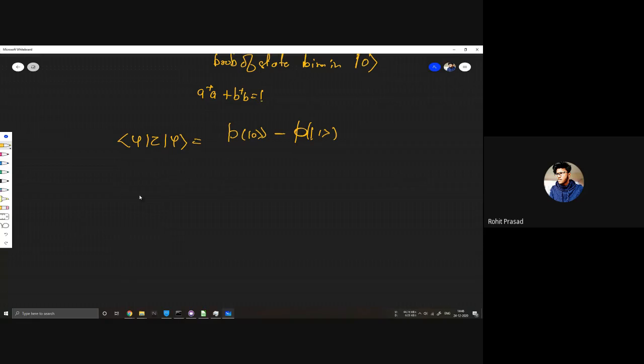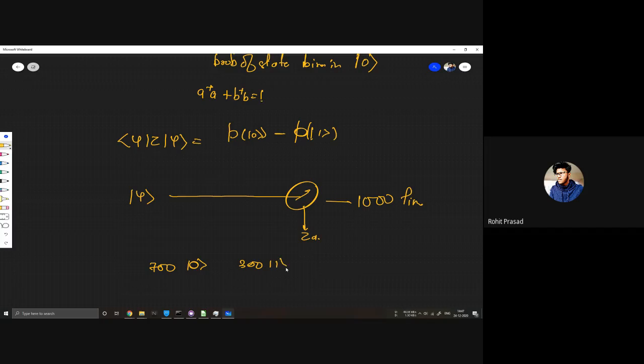Okay, so if we have a psi and we run a circuit and measure it in the z direction, and we run it like 1,000 times, and we get something like 700 times we get 0, and 300 times we get 1.